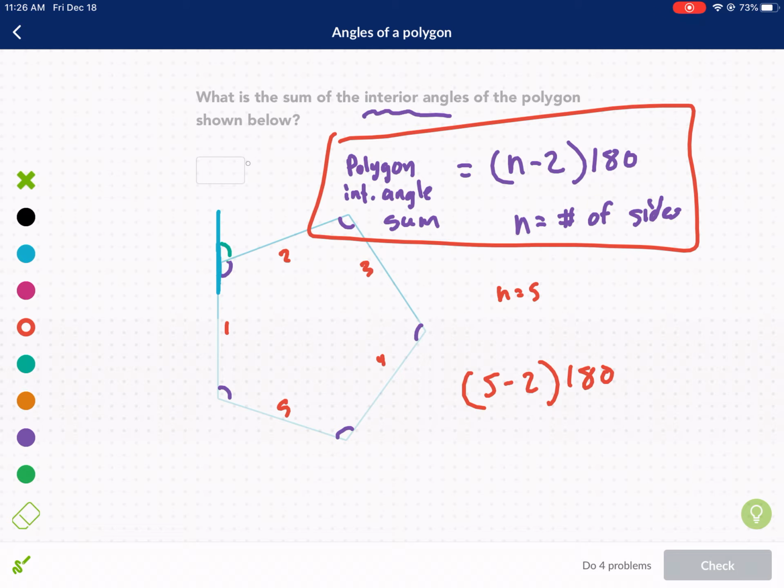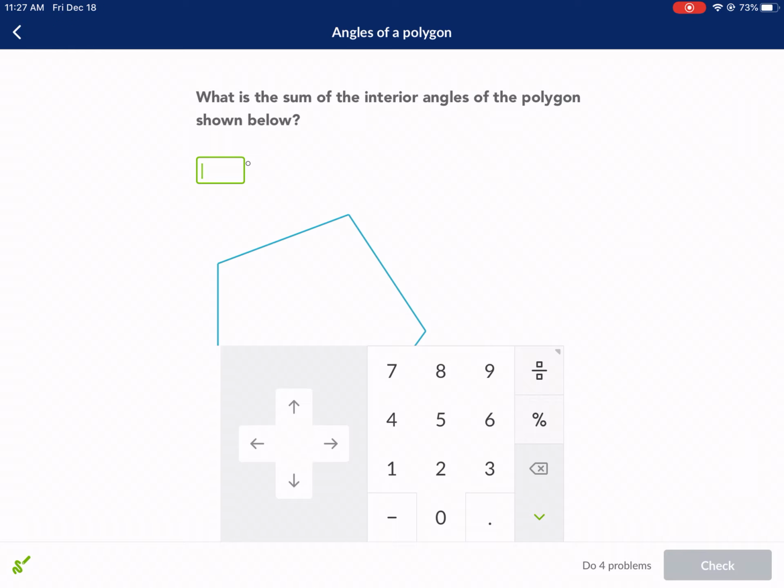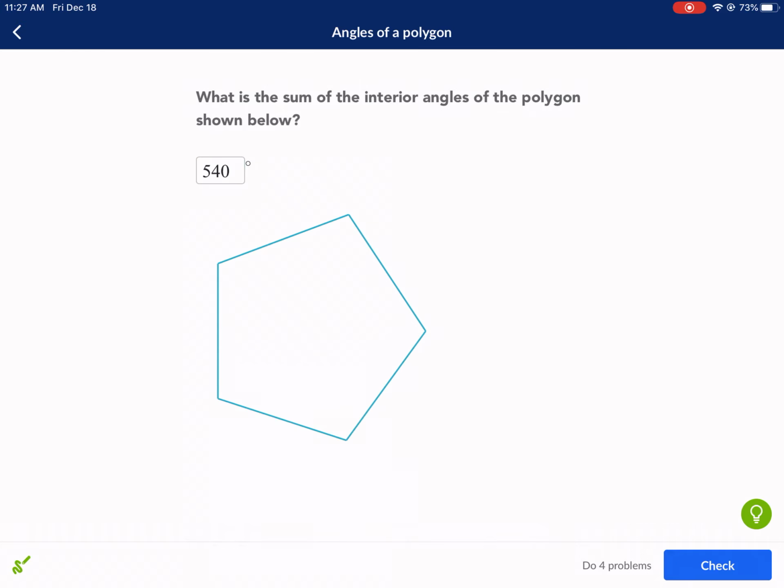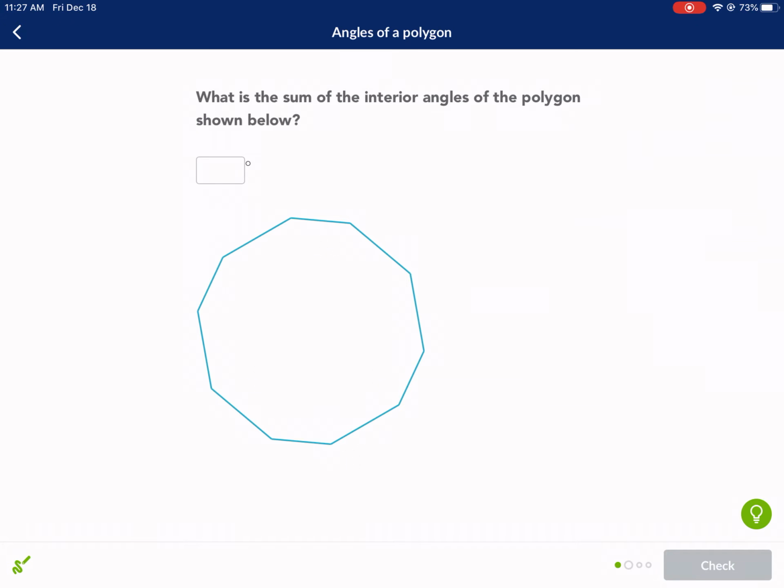You're going to need a calculator most likely for these problems. So I have mine handy and I typed it in 100% incorrect. So I'm going to try it again. 3 times 180, and I get 540. So it's a pentagon, it's a 5-sided shape, it has an interior angle sum of 540, and we're done. Moving on to the next one.